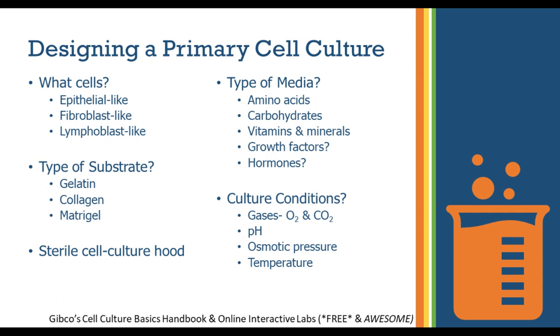You also need to know what type of food or media the cells need in order to grow and survive. These can include things like different amino acids, carbohydrates, vitamins and minerals, growth factors to help promote growth, and even hormones. And also you need to have culture conditions, like when they're in an incubator, what concentration of gases you need, pH, osmotic pressure, and even the temperature the cells need to grow. So there are a lot of different factors to think about.